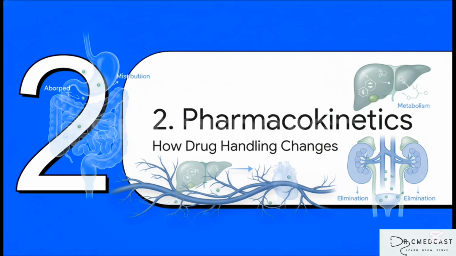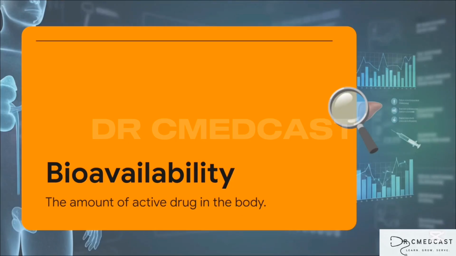Why does this happen? To really understand that, we need to look at how kidney failure throws a wrench into the body's entire drug handling system. And it all comes down to pharmacokinetics, which you can think of with that good old acronym ADME: absorption, distribution, metabolism, and elimination. Let's start with the A, absorption.